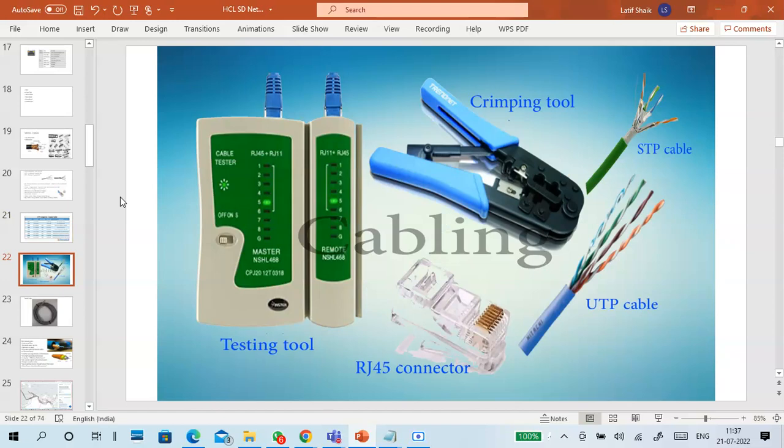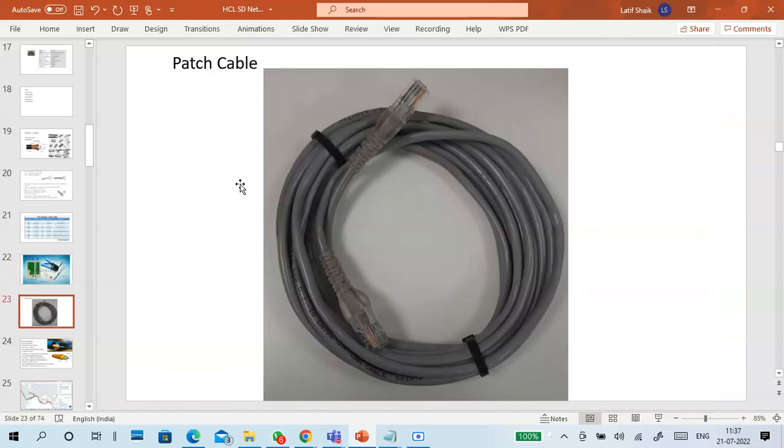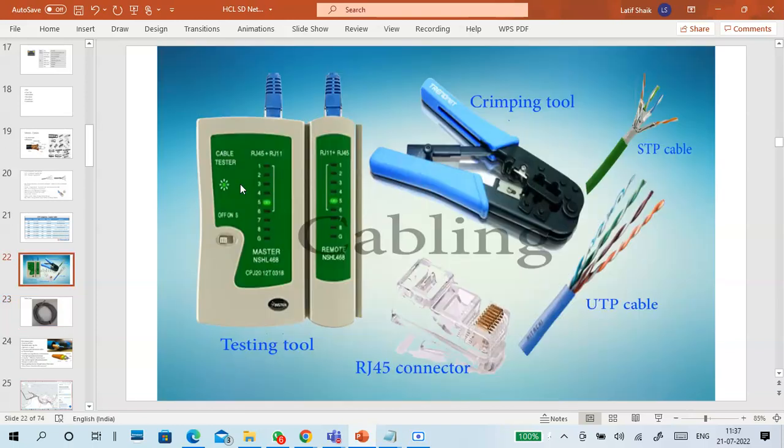These are the tools used for cabling if you are using twisted pair cables, either UTP or STP. This is a testing tool. There are ports 1 to 8 on this side and 1 to 8 on that side. You have a full cable with two ends, and you want to check the cable connectivity. If there is any internal damage, you can find it. If everything is good, then we will use it. So this is the testing tool.